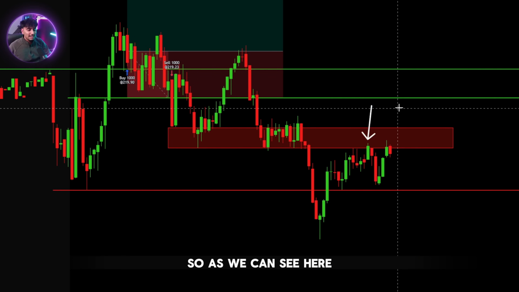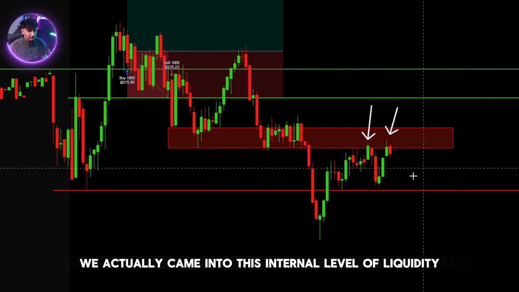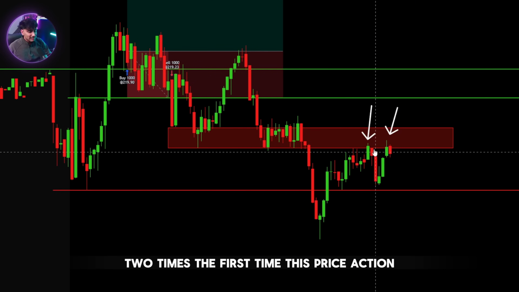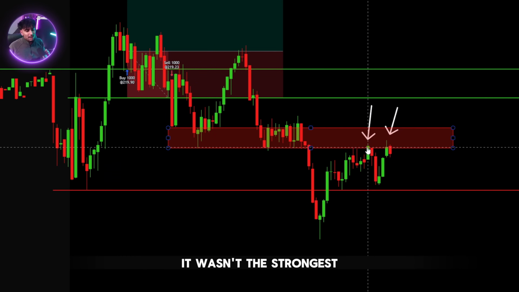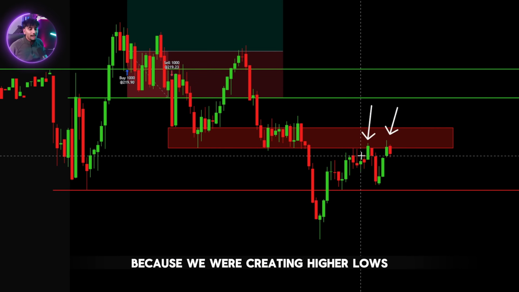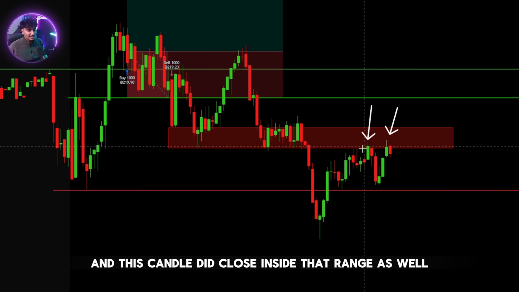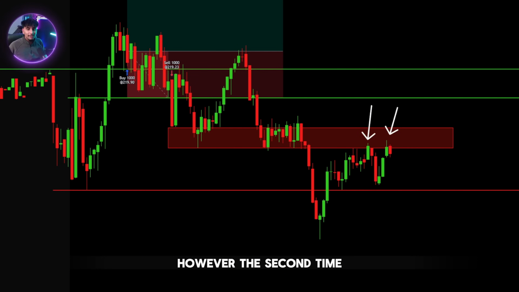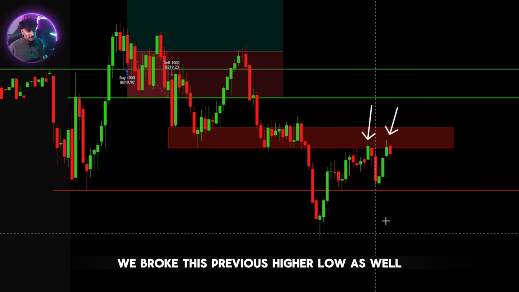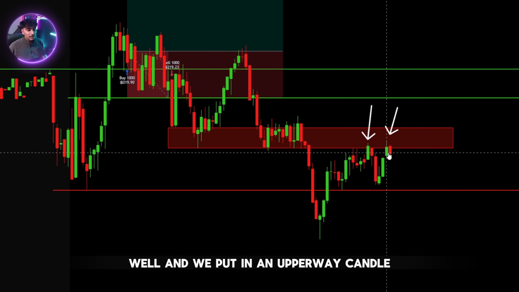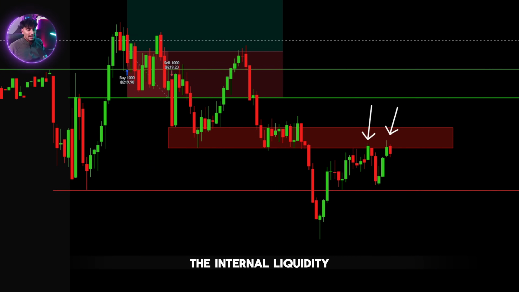So as we can see here, we actually came into this internal level of liquidity 2 times. The first time, this price action, like I talked about earlier, where buyers and sellers are in control, wasn't the strongest because we were creating higher lows and this candle did close inside that range as well. However, the second time we broke this previous higher low as well, and we put in an upper wick candle, and the next candle closed below the internal liquidity.